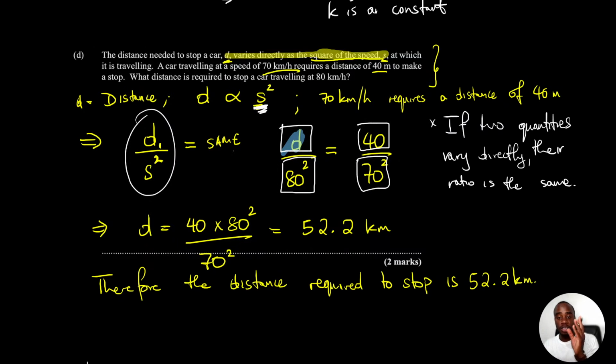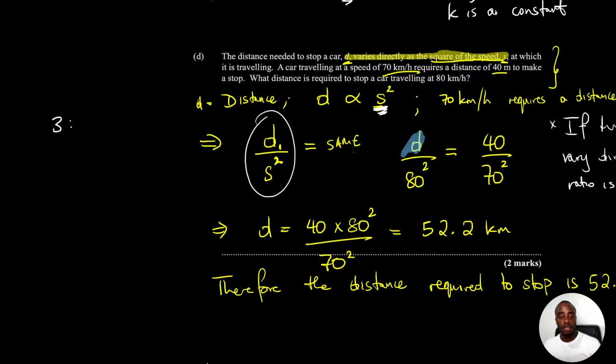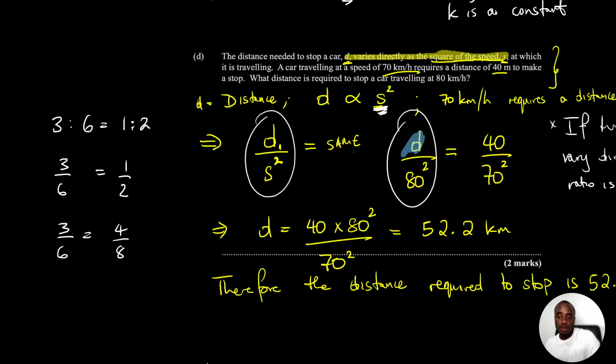Because both of them are going to have the same ratio. It's like saying 3 to 6 is the same thing as 1 to 2. It's the same ratio. It's just that I write the ratio with the bar. So 3 to 6 is the same as 1 to 2. And 3 to 6 is the same thing as 4 to 8. The ratios are the same. So that's what I'm saying over here. 40 to 70 squared is the same thing as D to 80 squared.